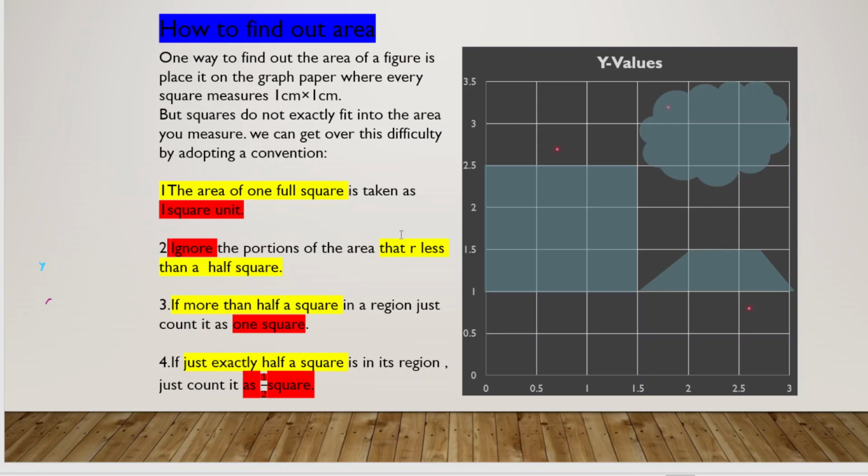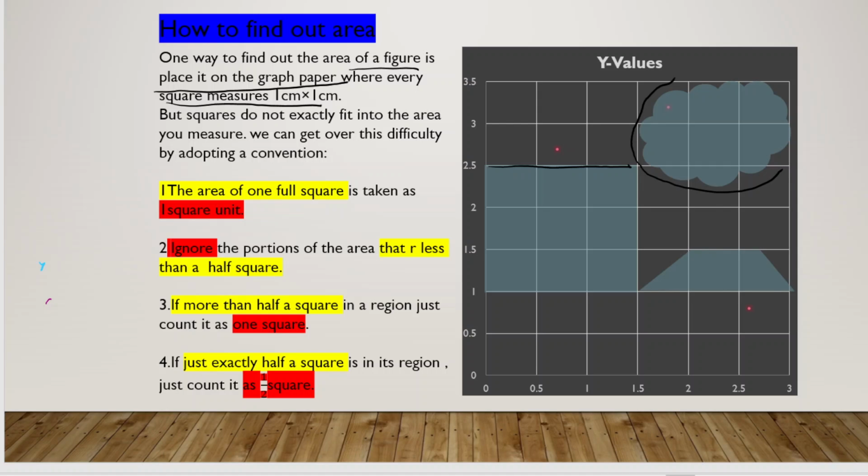One way to find out the area of a figure is to place it on graph paper where every square measures 1 square centimeter. Here we have placed different objects on the graph sheet to find out the area of those figures. Here this square exactly fits into the squares of the graph sheet, so there is no issue. But here observe, these figures do not exactly fit into the squares of the graph sheet.